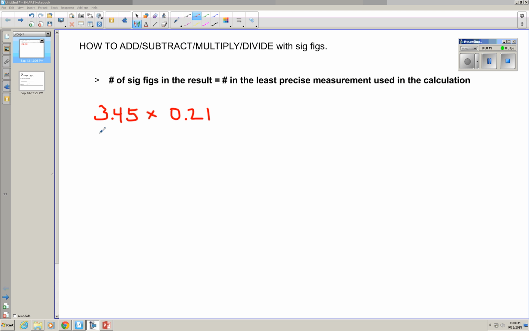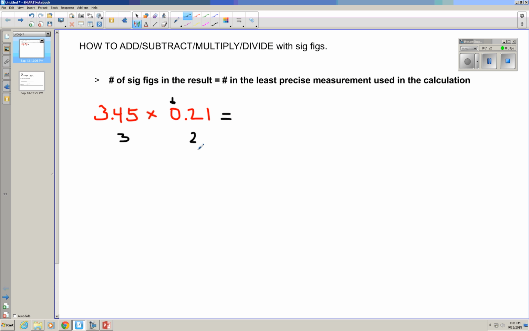Okay, so here's our problem. 3.45 times 0.21. First step, determine the number of significant figures you have. This one, 3.45, they're all integers. Looks like 3. The 0.21, how are you still confused about the 0 out front? It's a leading 0. Is there an integer out in front of it? Nope, so that means it's not significant. This one has 2. Now what this rule says is the least precise measurement used in the calculation. Who's the least precise? This guy, okay? So that means our answer can only have 2 sig figs.